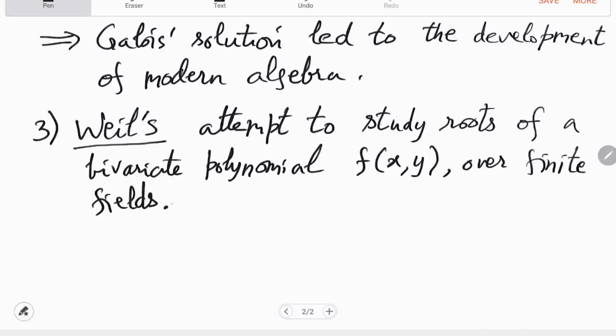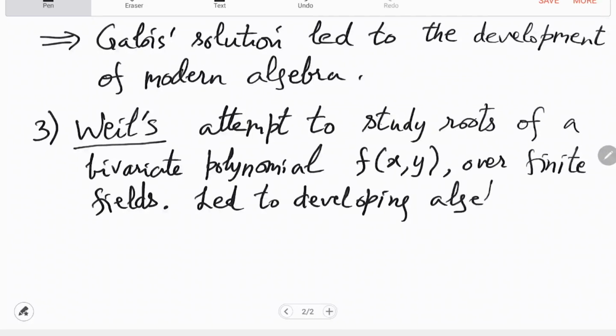But then is there a structure on them? So this is what Weil studied, and that led to the development of algebraic geometry in modern form, which we will not do here. This is again just a broad motivation.